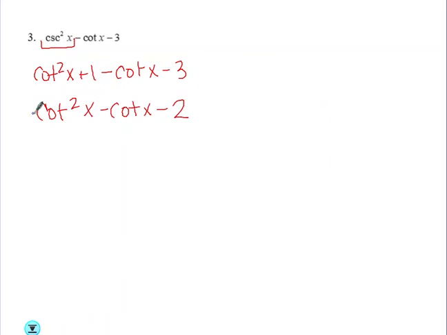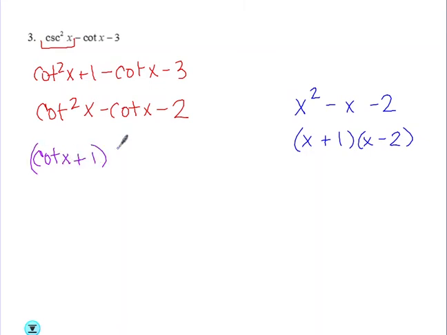So now I have cotangent squared x minus cotangent x minus 2. That is the same as if I had x squared minus x minus 2. We need to find two numbers that multiply to negative 2 and add up to negative 1. So that would be negative 2 and positive 1. So now I know that my factors are going to be cotangent x plus 1 and cotangent x minus 2.